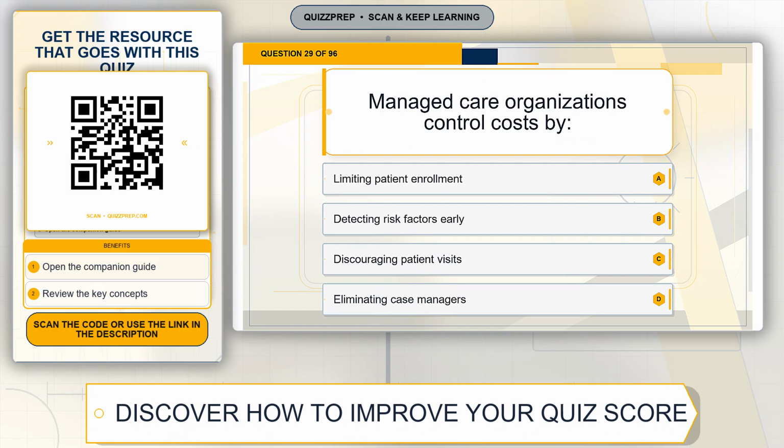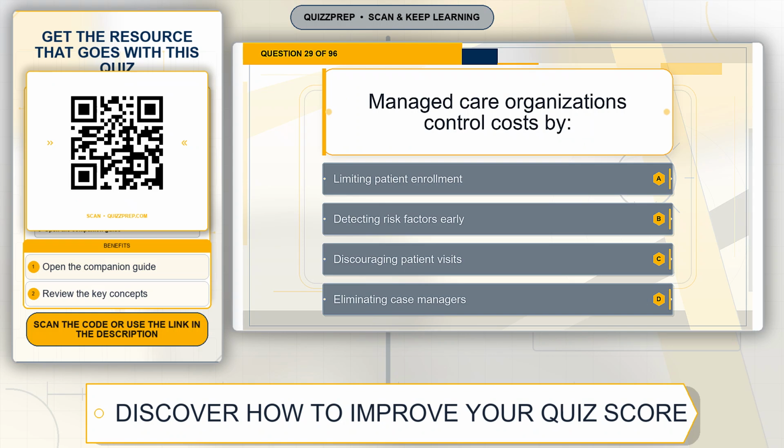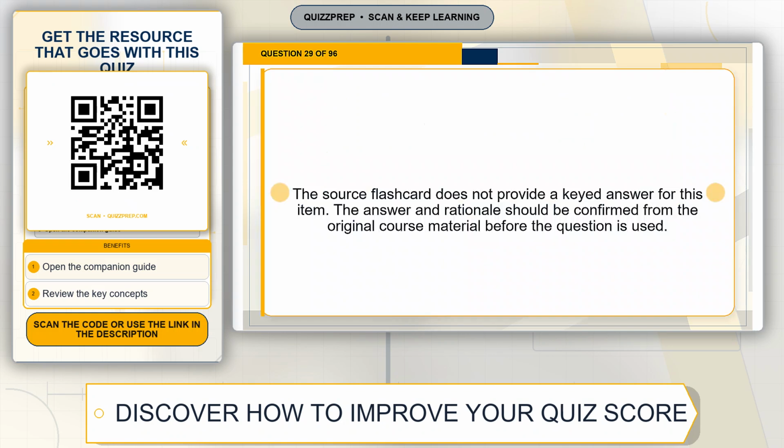Question 29. Managed care organizations control costs by Option A, limiting patient enrollment. Option B, detecting risk factors early. Option C, discouraging patient visits. Option D, eliminating case managers. The correct answer is now shown. Explanation. The source flashcard does not provide a keyed answer for this item. The answer and rationale should be confirmed from the original course material before the question is used.